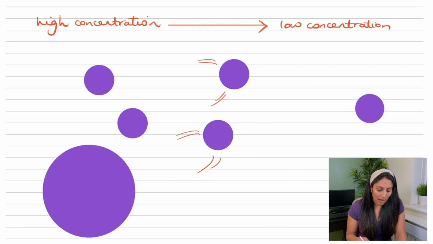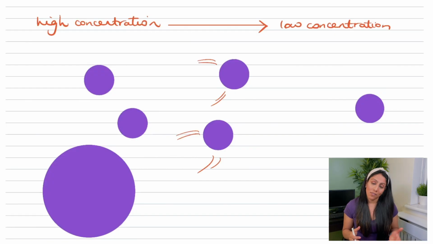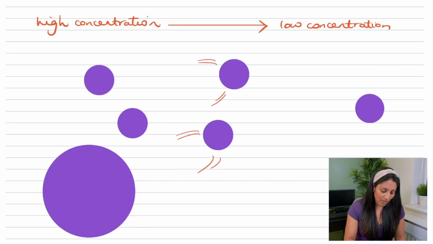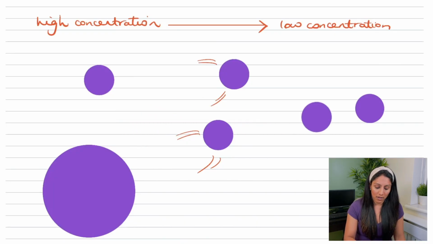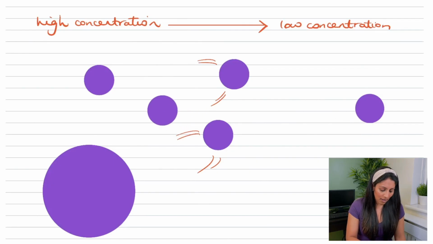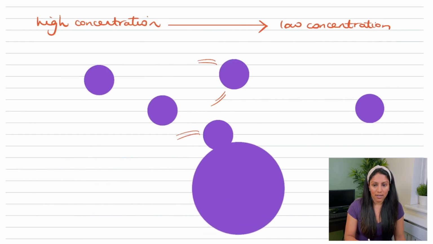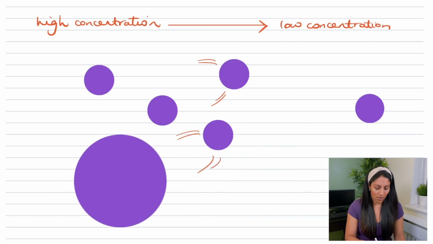Now, naturally, if the mass of the particle is greater, it's going to take a lot longer to get to the other side. So if you increase the mass of a particle, you're going to decrease the rate of diffusion because it's going to take a longer time to get to the side where it's a low concentration. Whereas the smaller particle, the lighter one, is going to get there really quickly. But this one over here is going to take a really long time to get to the low concentration.